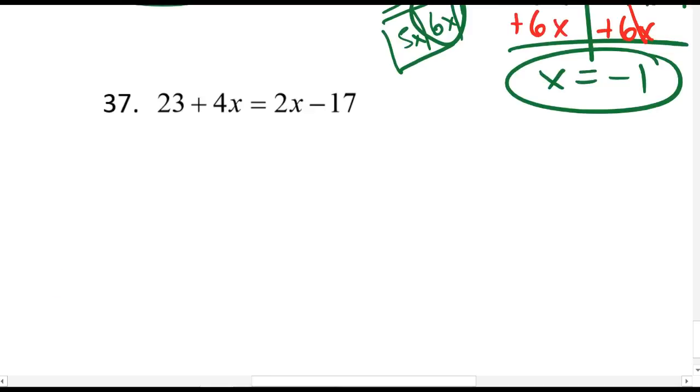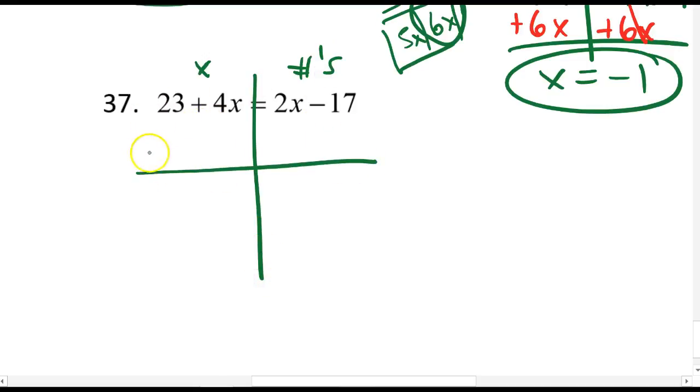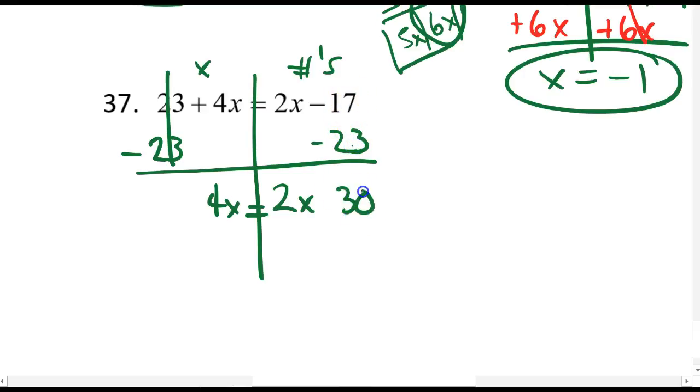Last problem. Balance it out. X over here, numbers over here. Okay. Start on the left side. 23 doesn't belong. Subtract 23. Subtract 23. Cancels out. 4x bring it down. And then 2x bring it down. And then both the same sign, so we'll add them. 17 plus 23 is 30. And they're both negative, so it stays negative.